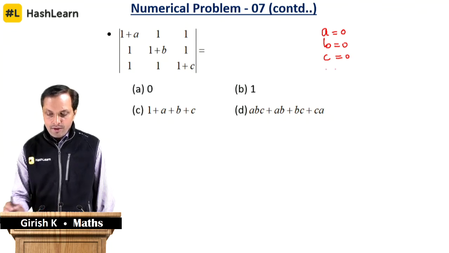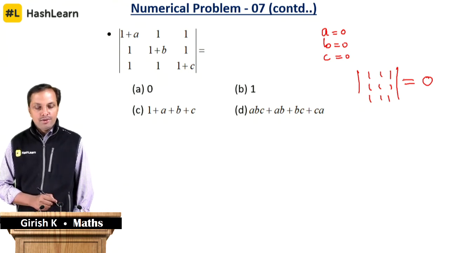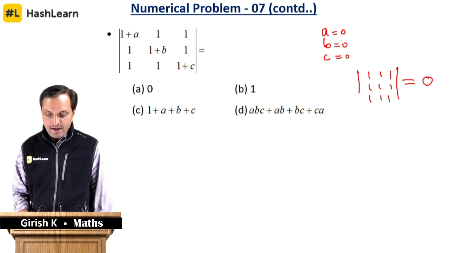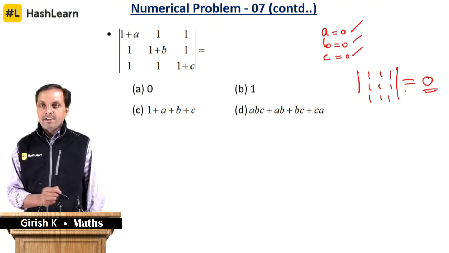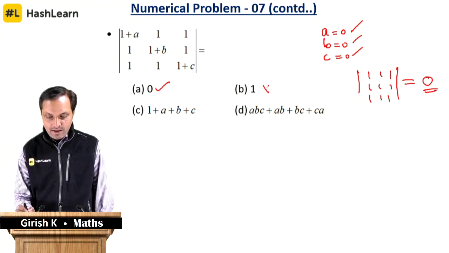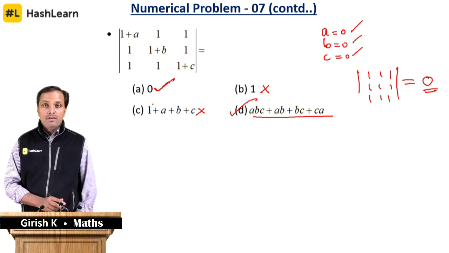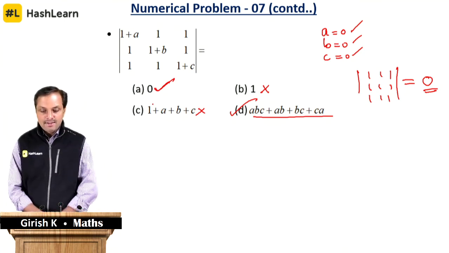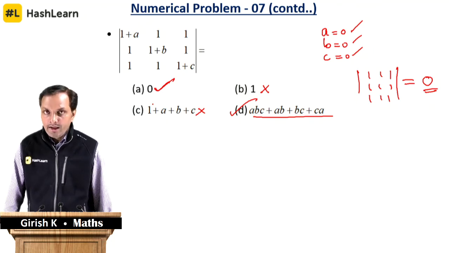So what does the determinant become? 1 1 1, 1 1 1, 1 1 1. So the answer should be 0. How many options are there? When A 0, B 0, C 0, which give result 0? Here there is 0. This is one wrong. This is also 0. How many of them followed? Your option lies between A and D.